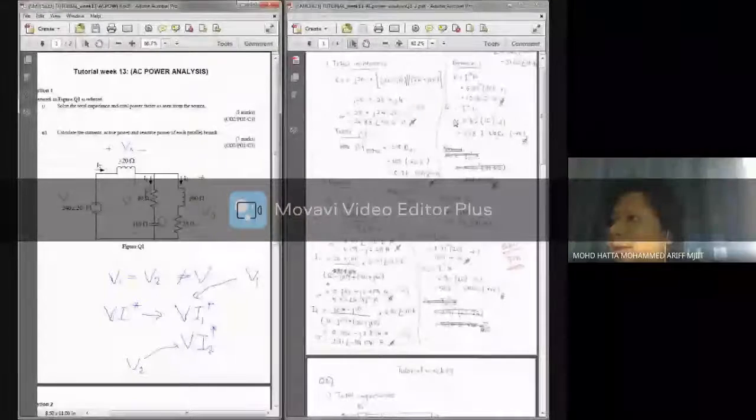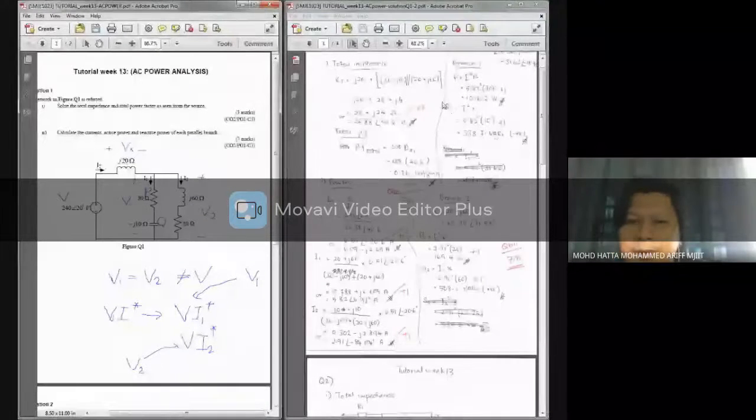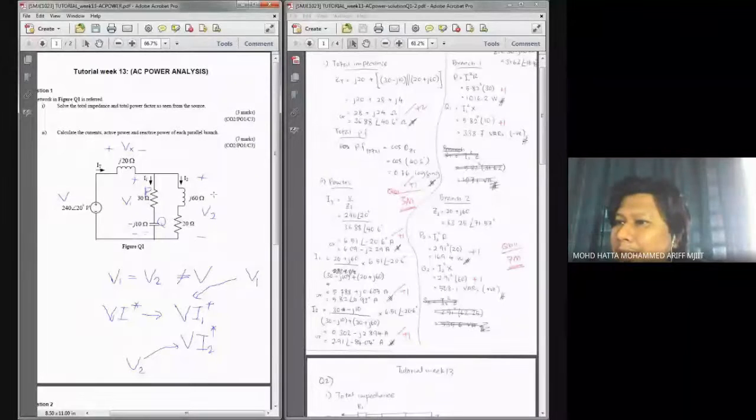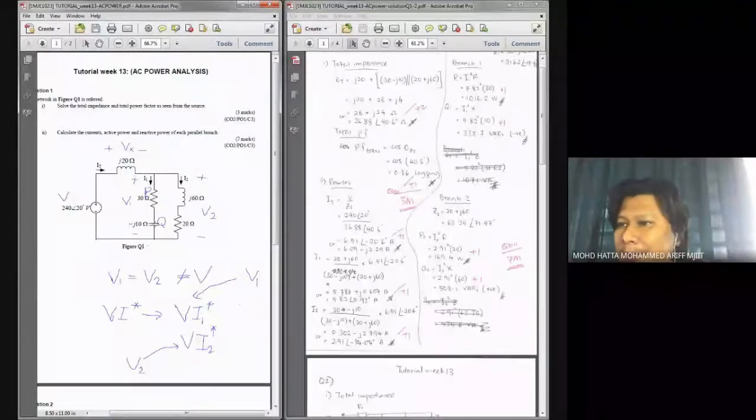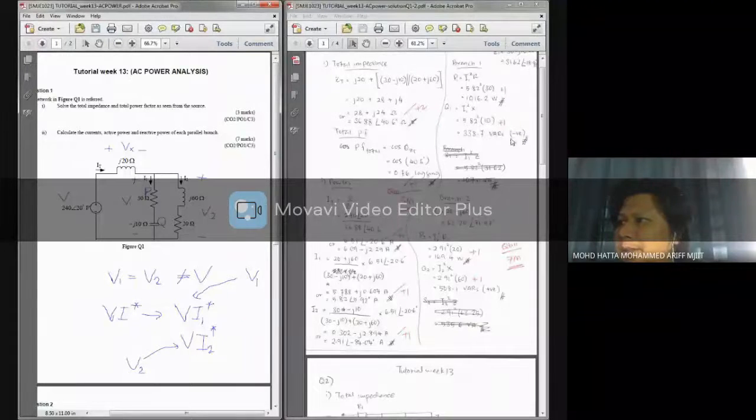And you only get the value, not the sign of your reactive power. So how do I get this negative? This negative sign is basically according to the circuit connection or the element itself. The element over here is a capacitor, which means that the VAR, or the reactive power, should be a negative value. So I put it here as a negative VAR.